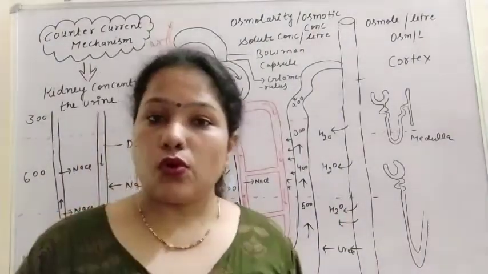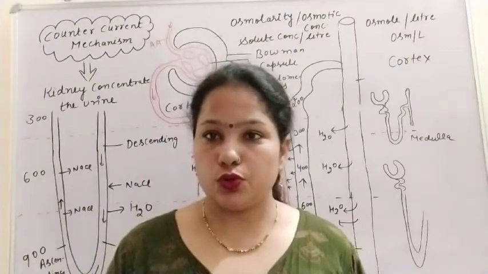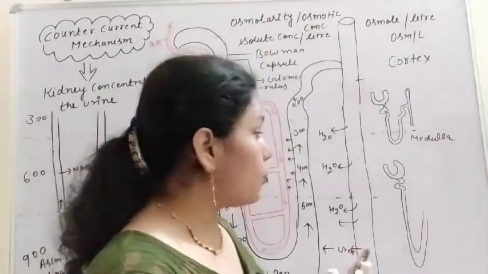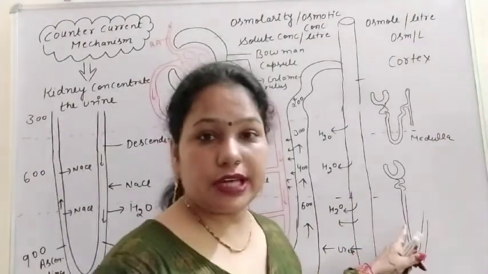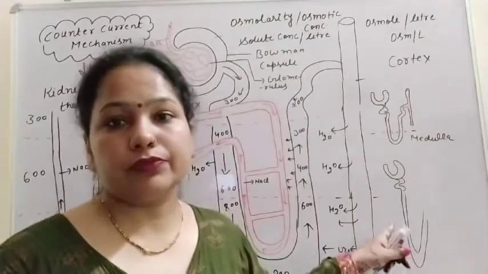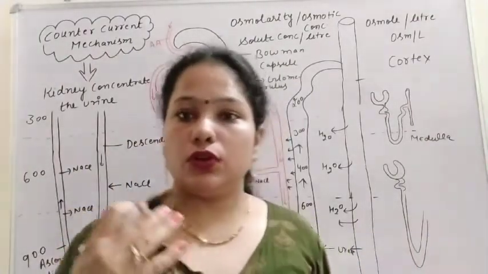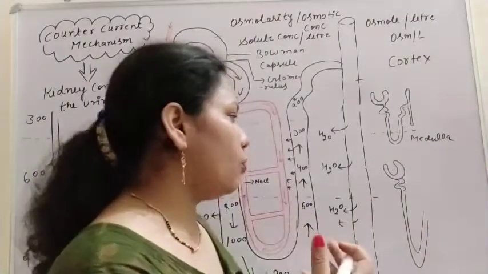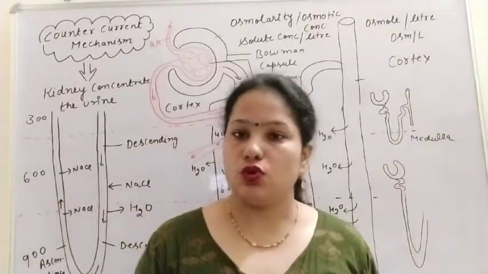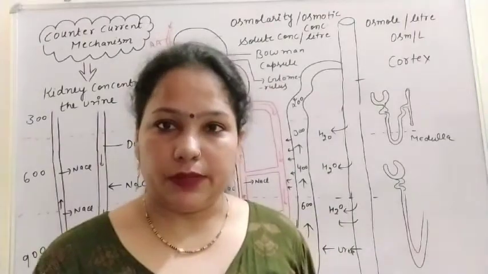If more concentrated urine is to be produced, or we have to do the counter current, then the main role is of these juxtamedullary nephrons, because they have a very long loop of Henle. And if the loop of Henle is long, then more water is reabsorbed from the loop of Henle.